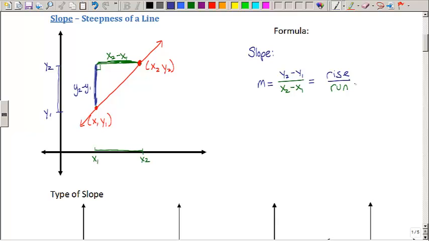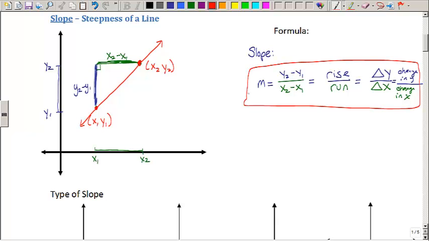And one last way we can think about that is using these symbols. It looks like triangle y over triangle x, but what that really means is, triangle y means the change in the y direction, or change in y. Triangle x, or delta x, means the change in x. So we now have a definition for slope. More specifically, m equals y2 minus y1 over x2 minus x1.